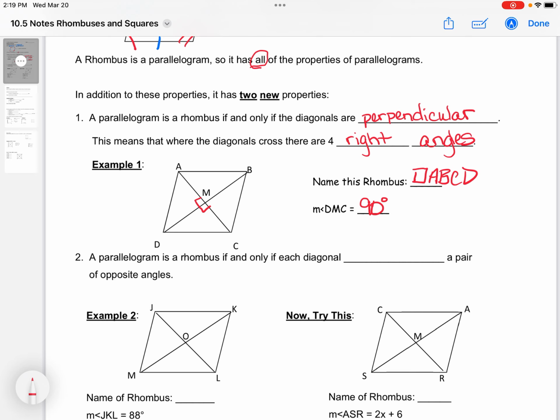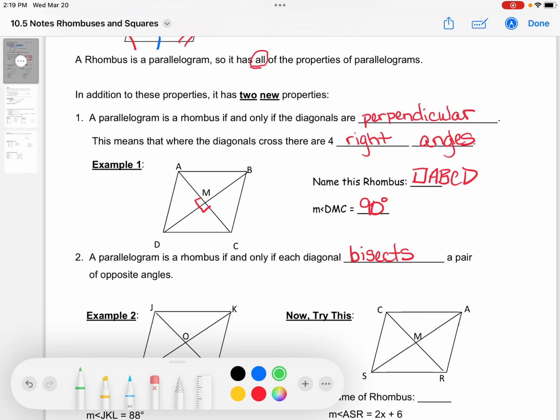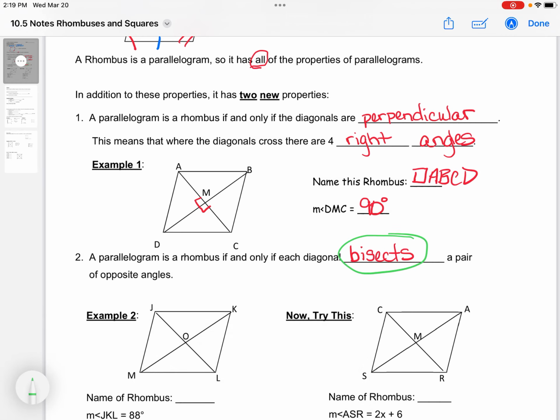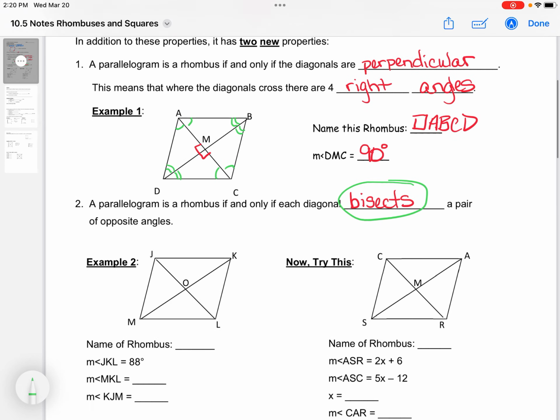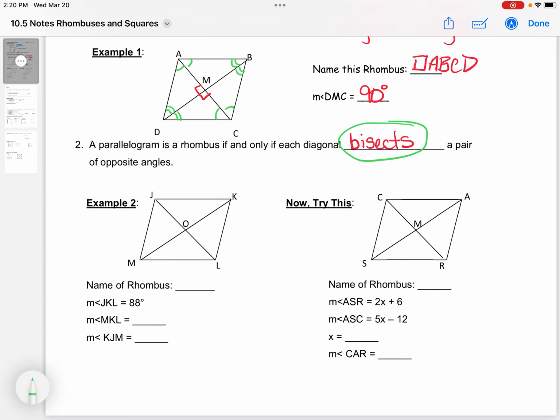Okay. So a parallelogram is a rhombus if and only if each diagonal bisects the opposite angles. So let's look at what that means. These guys are the same. These guys are the same. These guys are the same. So the diagonals cut the angles in half, bisects them, cuts them in half.